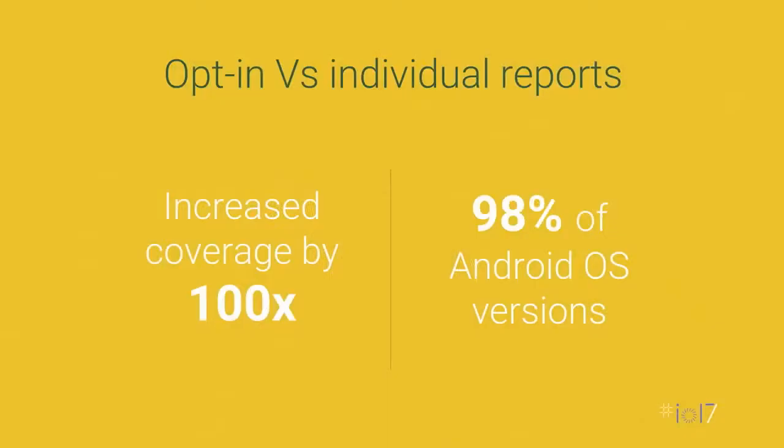As I mentioned, this is data from Android Vitals, from users who have opted in. Previously, the data in the crashes and ANRs section of the Play console has come from users individually reporting events. Now that we have this data from the opted-in users, you can expect to see about a 100x increase in the crash data in the Play console. So that can give you a lot better coverage and a lot better insights into your app performance, while still covering 98% of Android versions.